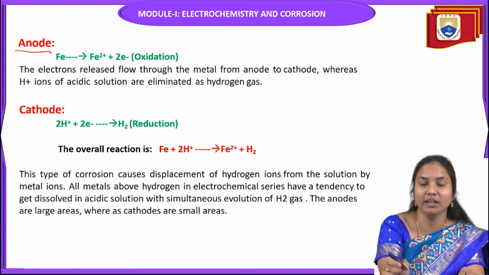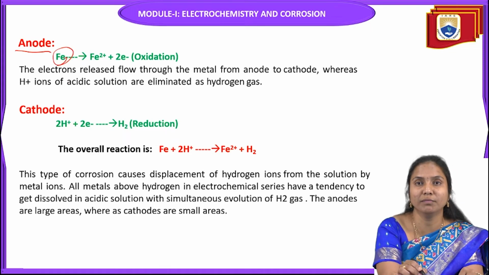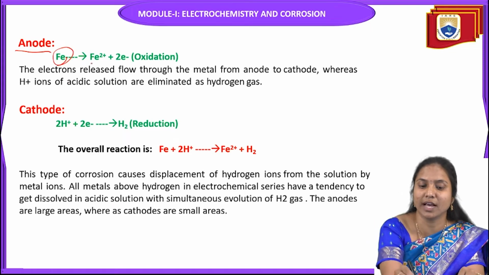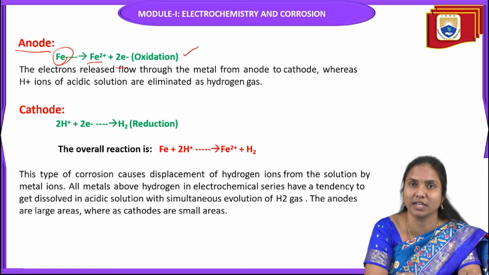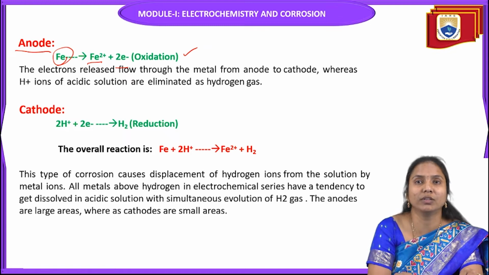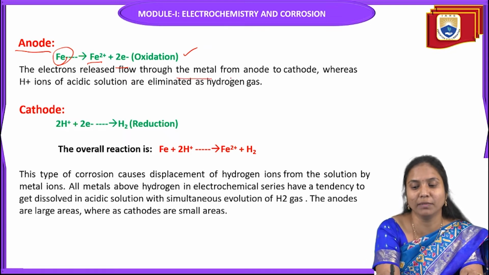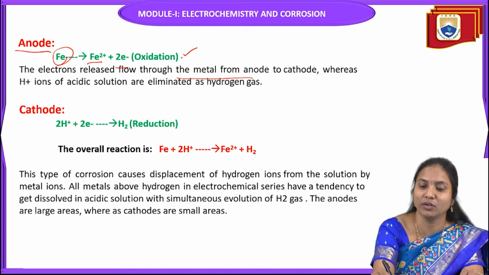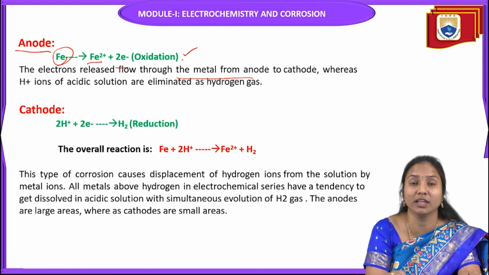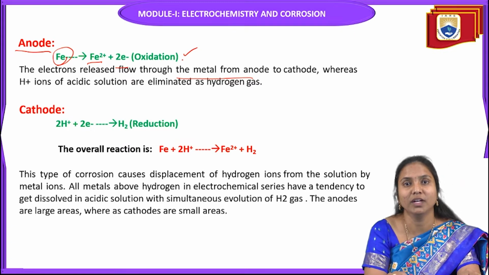At the anodic area, iron metal undergoes oxidation, giving iron ions and loss of 2 electrons. This is the oxidation reaction at the anodic area. The electrons released flow through the metal from anode to cathode, whereas at the cathodic area, H+ ions of the acid solution are eliminated as hydrogen gas. These electrons are consumed by the cathode.